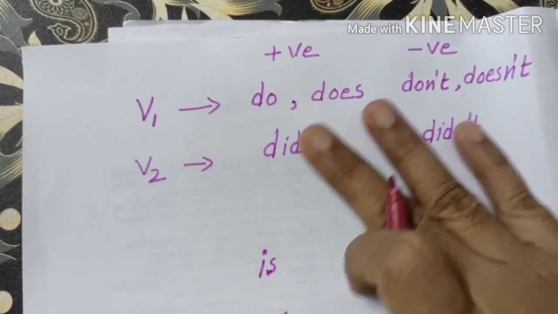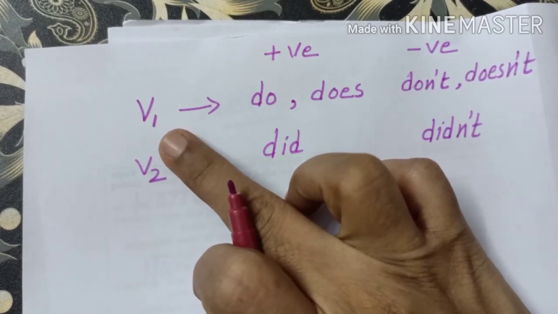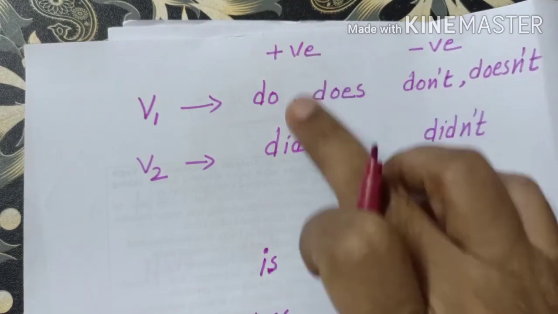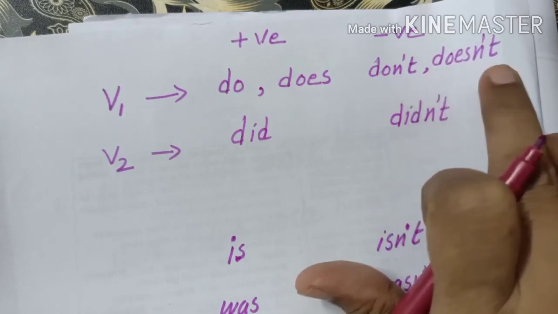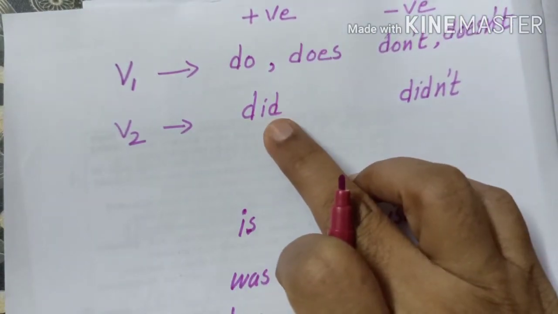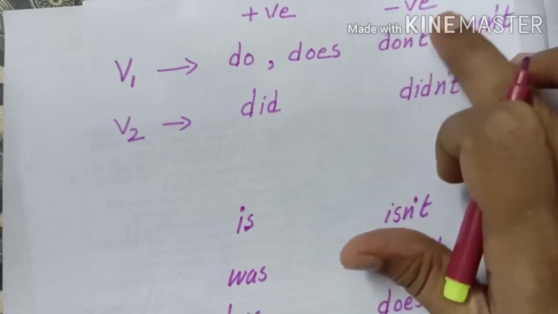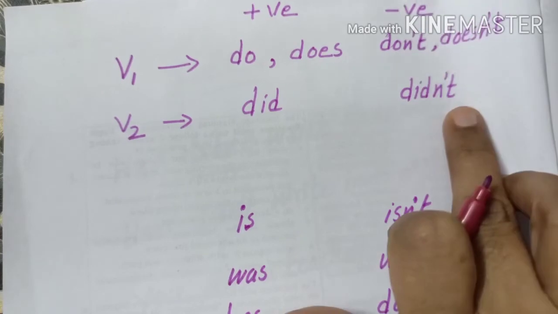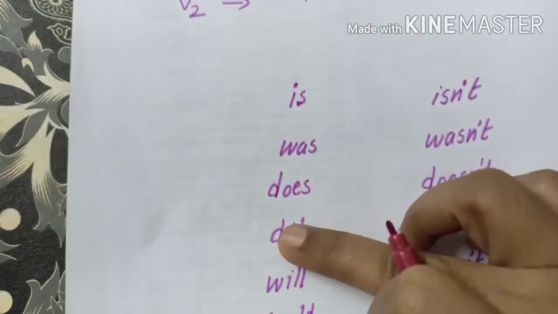So, in general, tips to remember: if there is V1 form, we will use do and does in positive form. In negative form, we will use don't and doesn't. And if there is V2 form, we will use did in the positive form and didn't in the negative form. In the negative question tag, didn't; positive question tag, did. And these all are auxiliary verbs.